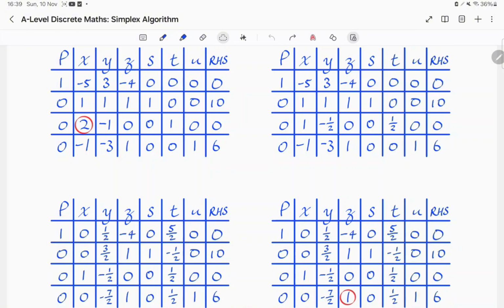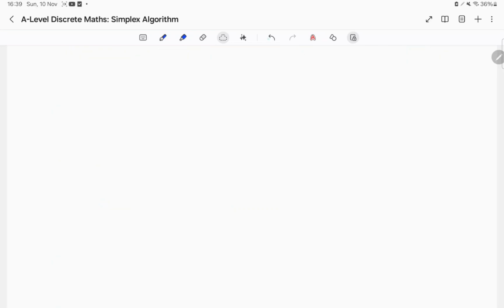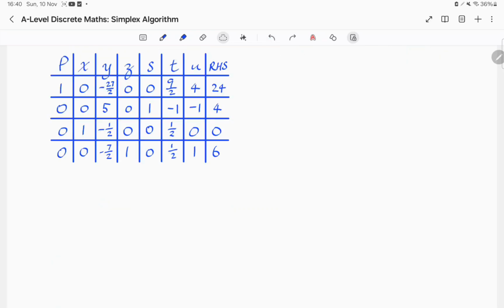Notice that we don't need to do any dividing in this case, because the pivot is already 1. We can now subtract or add multiples of the pivot row to the remaining rows. And this gives us this new simplex table over here. Now we have a negative number at the top, and therefore we do need to change the table again by applying the algorithm once more.